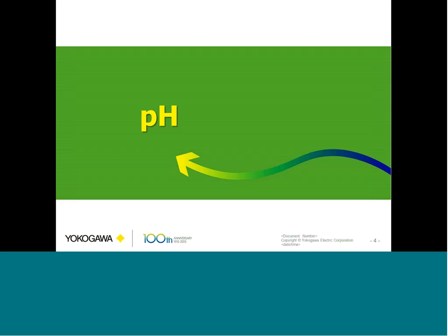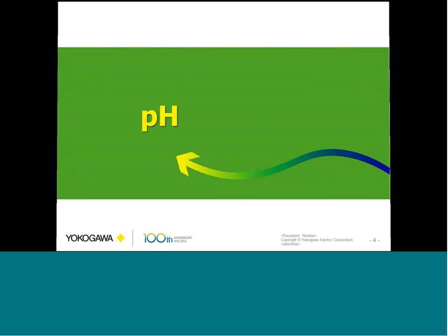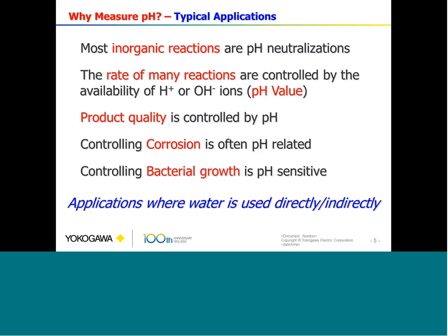So we're going to start out with pH. And pH is a key measurement in any number of areas, and you can see why. It's used from everything from controlling bacterial growth, involved in inorganic reactions, product quality, and basically anywhere where water is used either directly or indirectly, you can pretty well figure there's going to be a pH application or two.